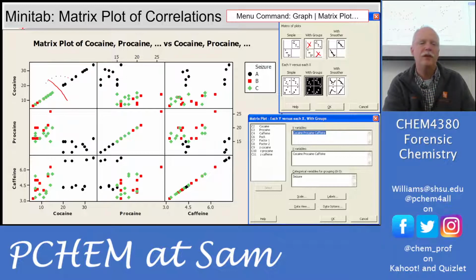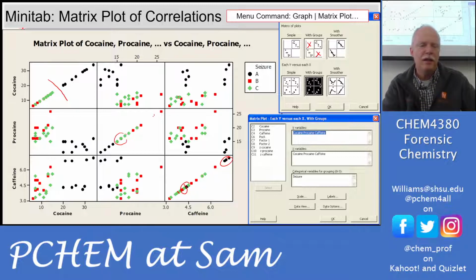So even the one where you're plotting the variable against itself, you get this straight line. You can still make a judgment if it's something like this, where you've got a dramatic difference in cocaine. Here there's some overlap when we plot procaine by procaine, and here we've got some overlap here. The cocaine, or A samples, are all mixed in with B and C in terms of caffeine.